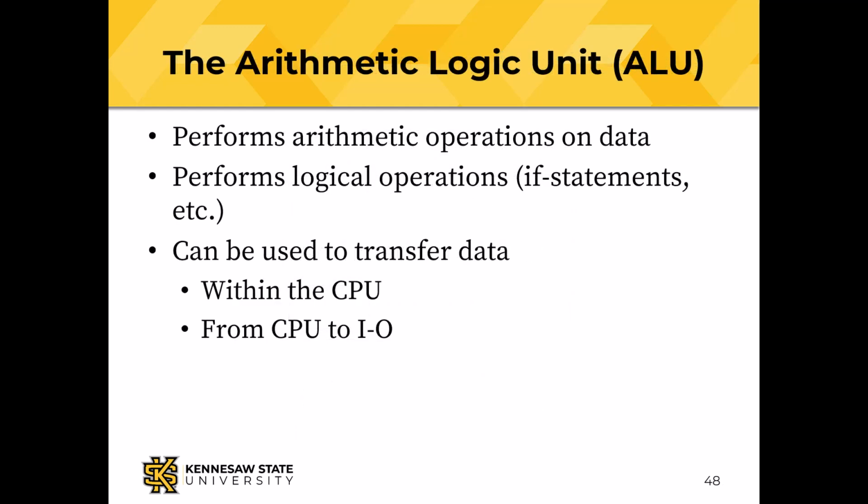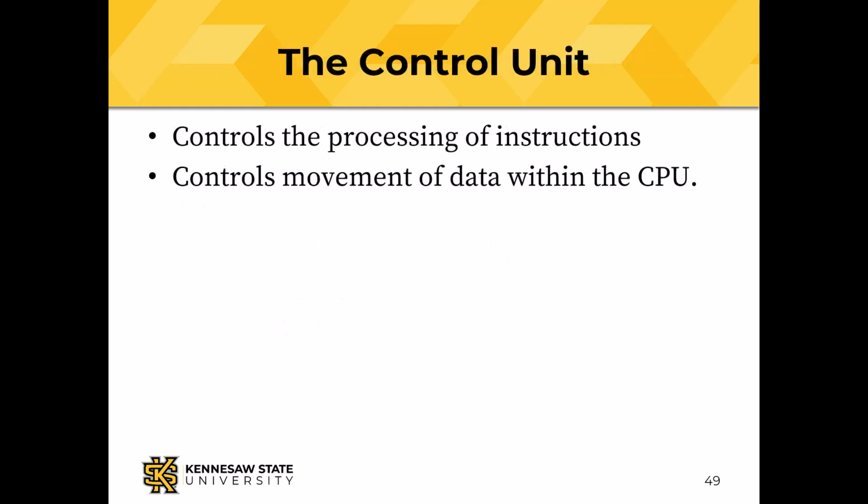The arithmetic and logic unit performs, as you might expect, arithmetic operations on data and logical operations on data. It can also be used to transfer data within the CPU and from the CPU to the input and output system. The control unit controls the processing of instructions. The arithmetic logic unit is the thing that does the processing. The control unit controls the processing.